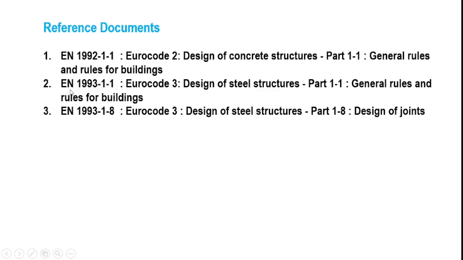And the next one is EN 1993-1-1, that is Eurocode 3, Design of Steel Structures, Part 1-1, General Rules and Rules for Buildings. And coming to the third one, you can see that this is a very important document, very specific to the design of joints. And that is EN 1993-1-8, Eurocode 3 again, Design of Steel Structures, Part 1-8, Design of Joints. So I have used altogether 3 Eurocodes for the preparation of this design.